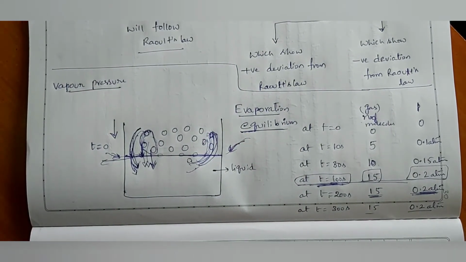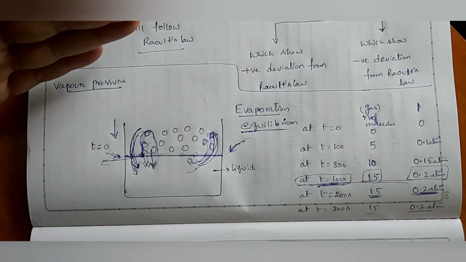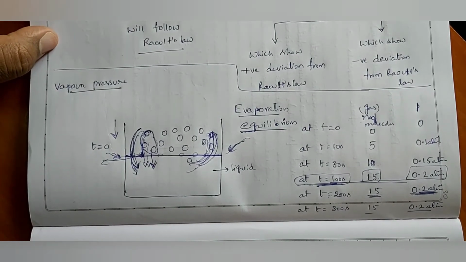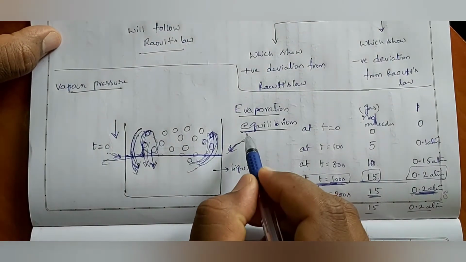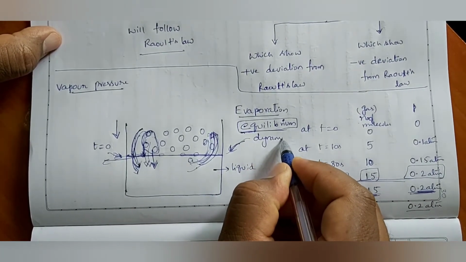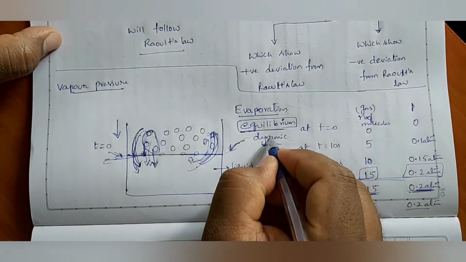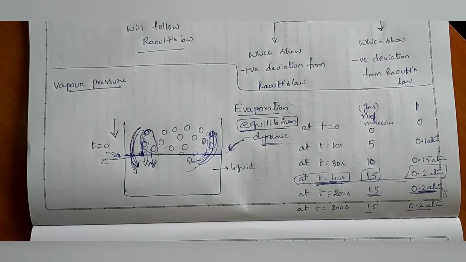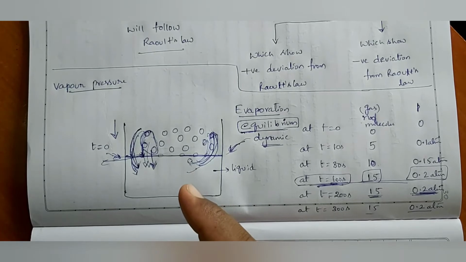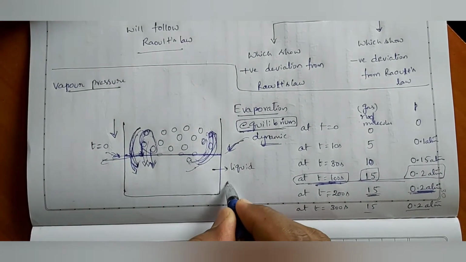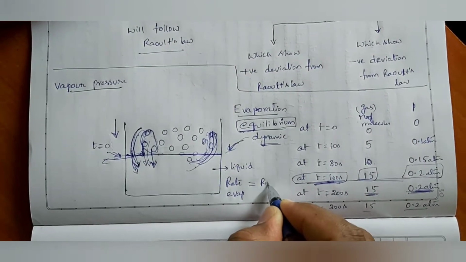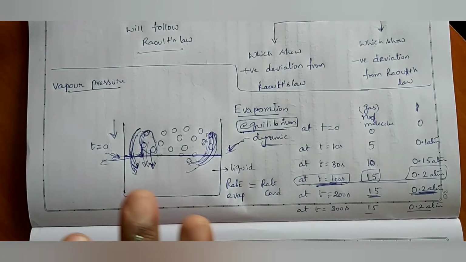The process will not be stopped. Conversion of liquid to gas is happening. At the same time, gas is converted to liquid also. That state of condition is called equilibrium, which is particularly called dynamic equilibrium. Rate of evaporation is equal to rate of condensation. Both processes take place.